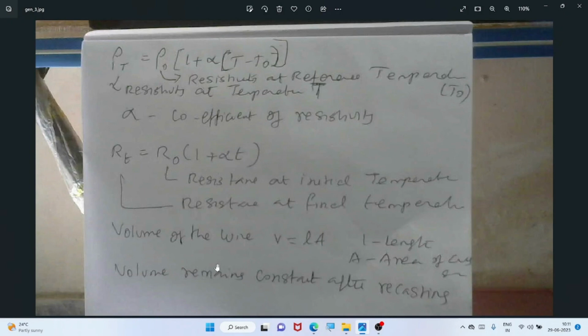The volume of any given wire, volume equal to length into area of cross section. The volume remains constant even after recasting.